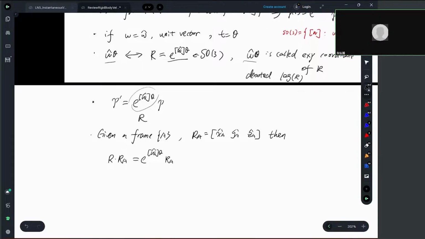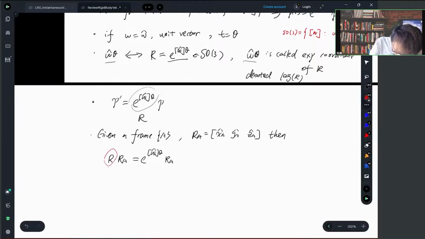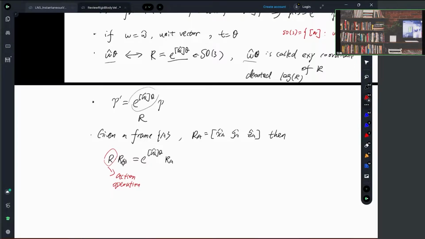We changed rotation RA to another. No, here is action, okay? So this is action. This is operator. It means some action: you rotate A frame about this omega hat axis by theta degree. That's what this should mean. That's how you should interpret this equation, right?